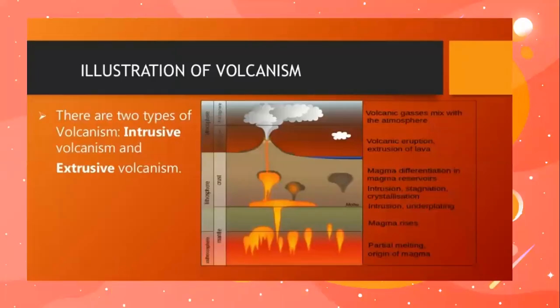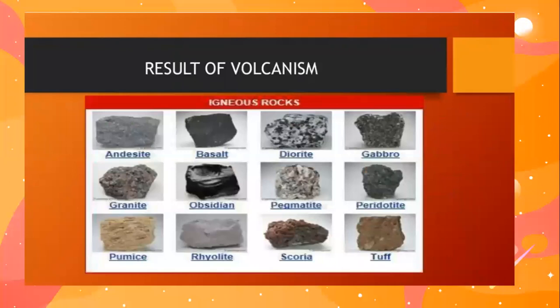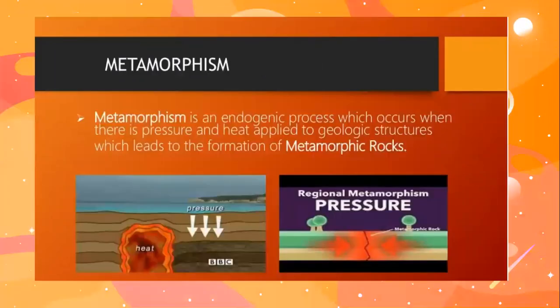So here's an illustration of volcanism. This is how magma is formed and how magma rises up. Magma will always find a way to be intruded or to be extruded out of the volcano. The magma coming from the inner core or the mantle will always find a way to be extruded. Here are the results of volcanism, which are the different types of igneous rock.